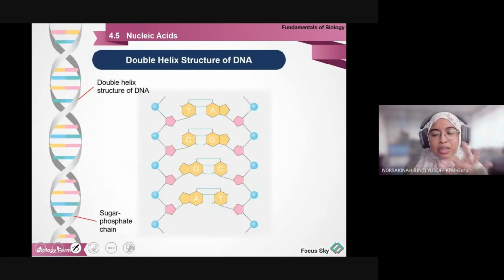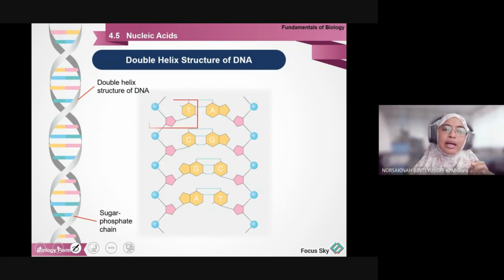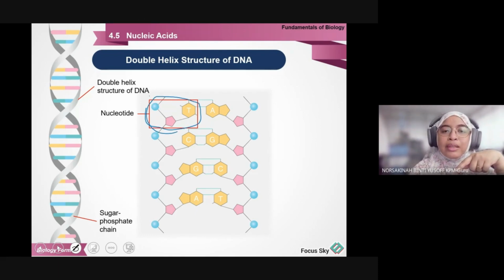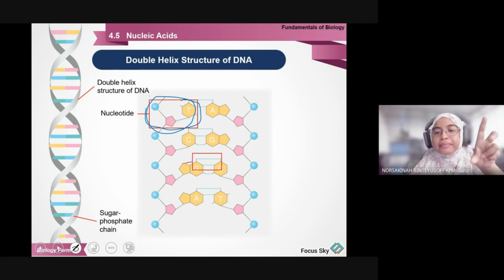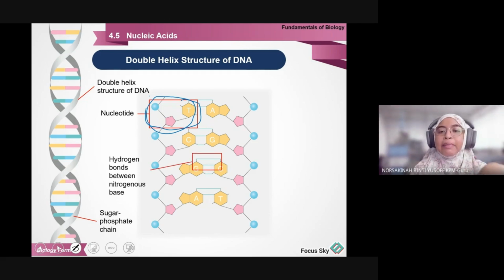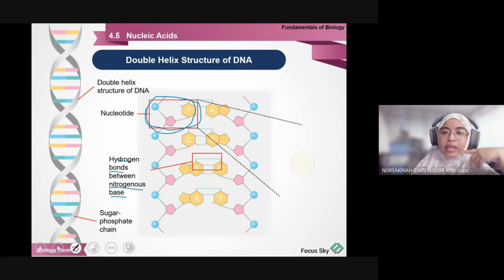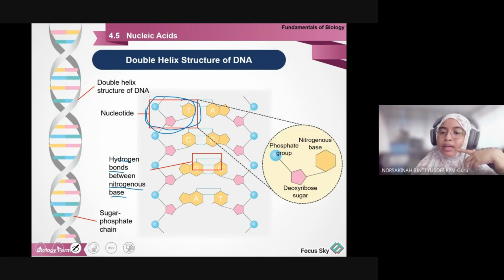Later I will show you a quick video of how it is put together. That is a nucleotide. These three things make a nucleotide. And between the bases, there will be hydrogen bonds. And that is how it looks like.